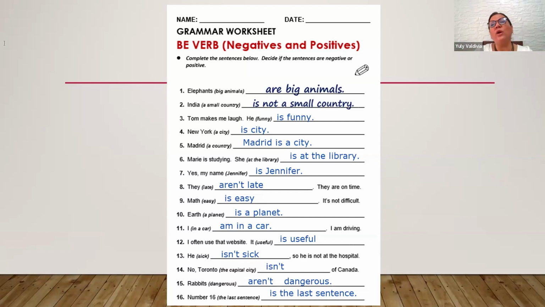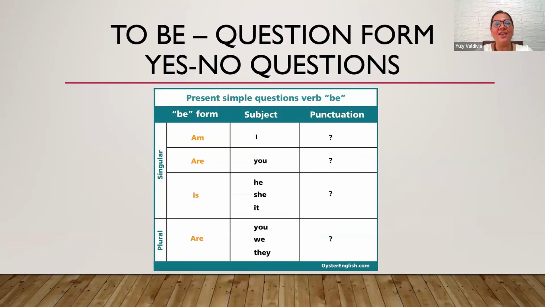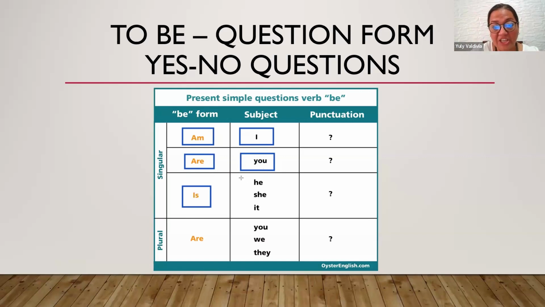Wonderful. Now, what about the question form? Let's see. It is really easy. What we have to do is change the order. We used to say, I am. But if we want to make a question, we just need to change the order. Am I? Repeat after me. Am I? Are you? Is he? Is she? Is it?